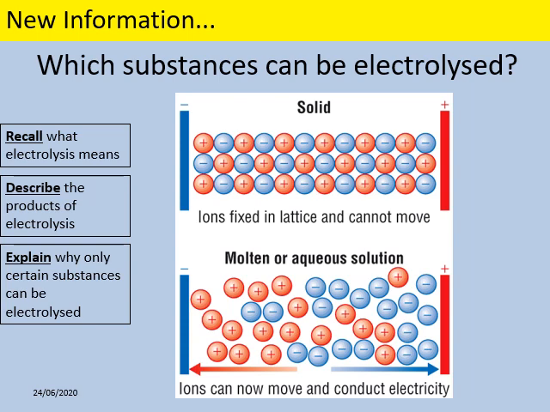Those ions cannot move. However, if you melt the substance or you dissolve it in water, those bonds between the positive and negative ions are disrupted, and so the ions are free to move and they can conduct electricity and complete the circuit. So in electrolysis, if your electrolyte is a solid, nothing will happen, it won't work. If it's molten or aqueous, remember that's just dissolved in water, then the electrolysis can happen and the ions can move.